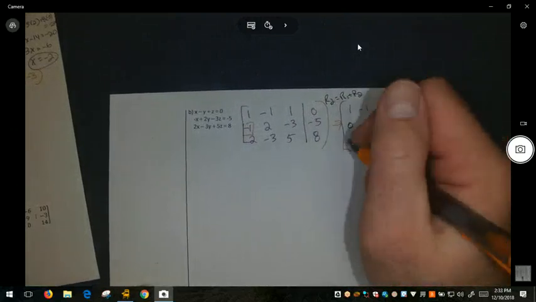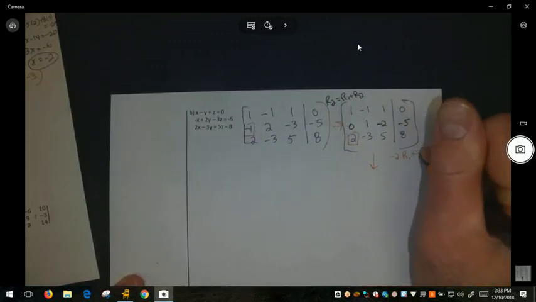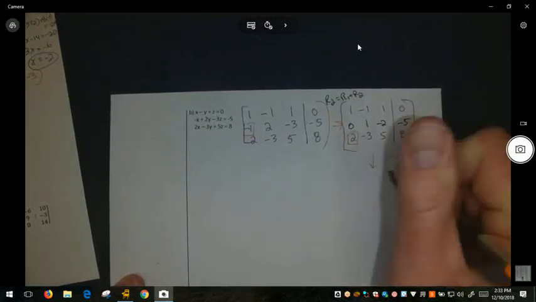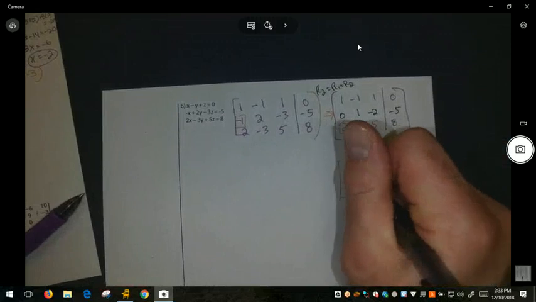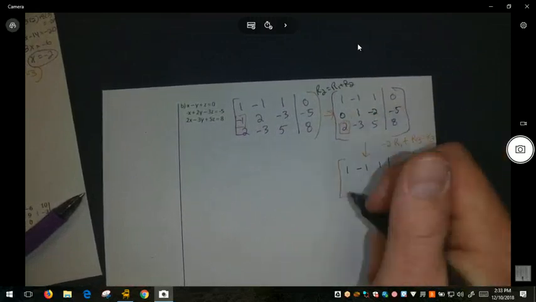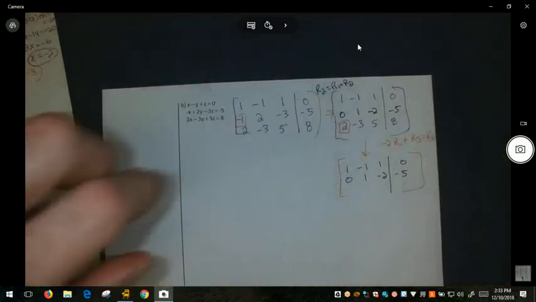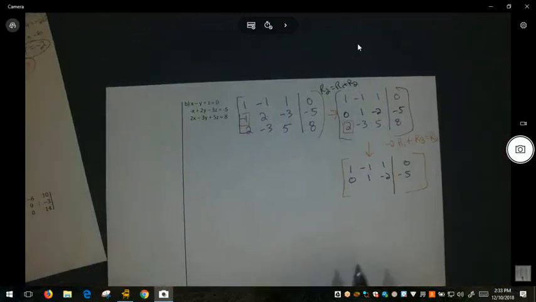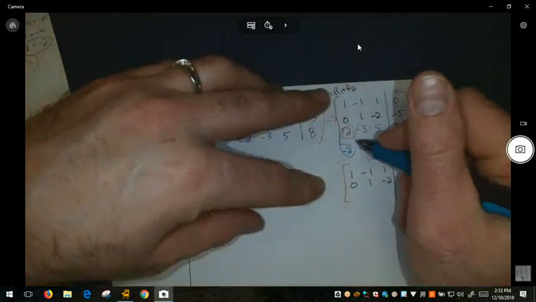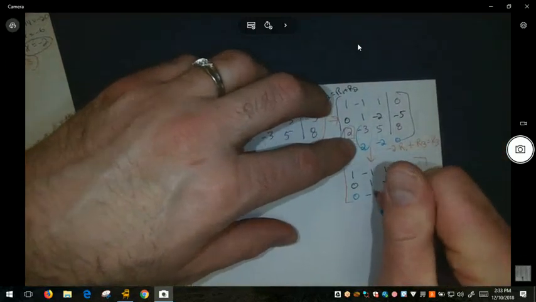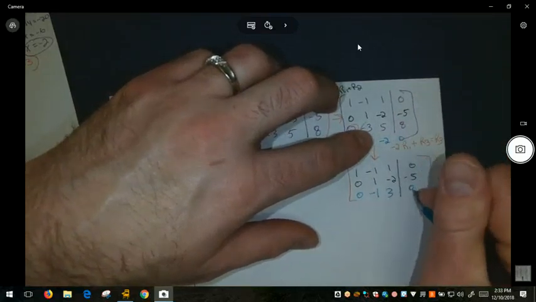All right, now my next target is this. So I'm going to do negative 2 times row 1 plus row 3 to get my new row 3. Again, I am locking row 1. Since I'm trying to change row 3, I'm locking row 2 for now. So negative 2 times row 1 would be negative 2, positive 2, negative 2, 0. Adding these up, I've got 0, negative 1, 3, 8.